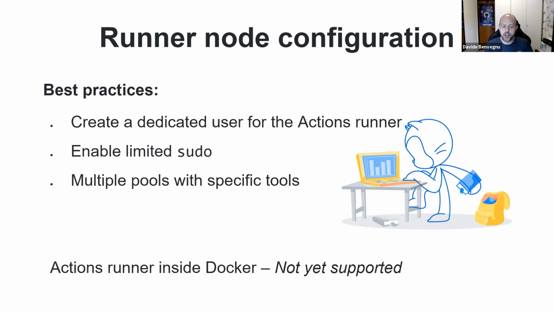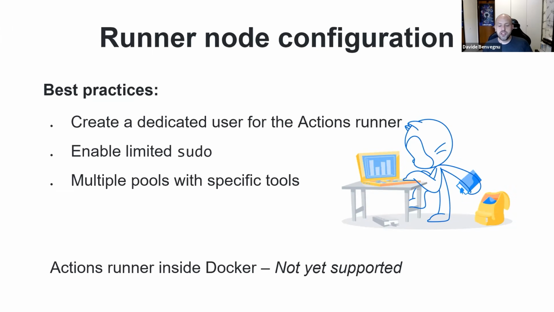Running or executing actions runners inside Docker is not currently supported. So we can execute the individual actions inside Docker, but the runner itself is not supported. That doesn't mean that this doesn't work. If you look online, there's plenty of people that have some sort of workaround to make the runners run inside Docker to be able to scale or run them inside Kubernetes or Cloud Foundry and whatnot. But for the time being, it's not officially supported.